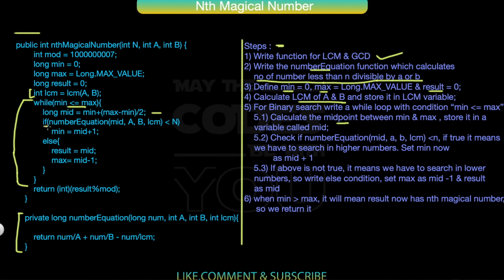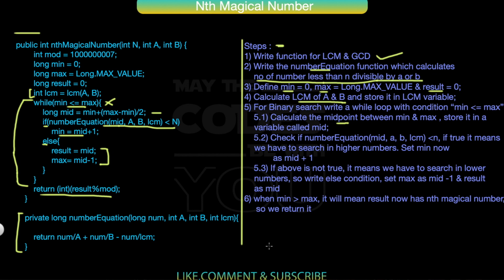Then we use our number equation function to check if it returns a value less than n. If it does, then we simply do minimum equal to mid plus 1. That means we have to search in higher numbers. If it does not, that means we have to search in lower numbers, and the result becomes mid and maximum becomes mid minus 1. And if this condition fails, then we exit the loop and return this statement.